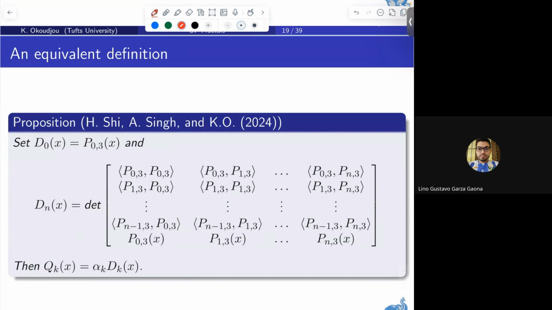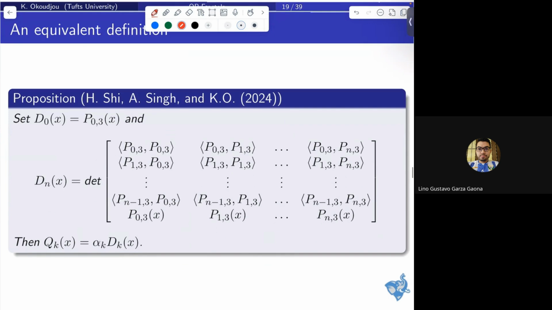It's not surprising that you can write this in a determinant form. With proper normalization, if you write the determinant of the inner products between the monomials and expand it out, you get exactly your orthogonal polynomial. So there is a good analogy between this and the classical theory in terms of how they are obtained.